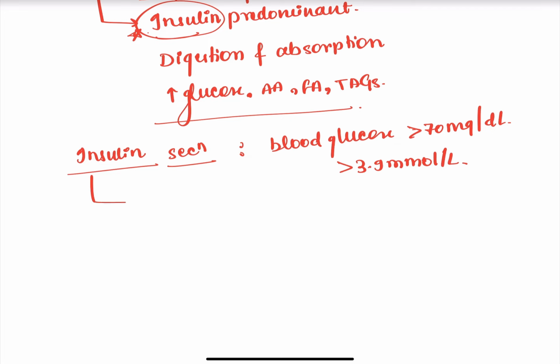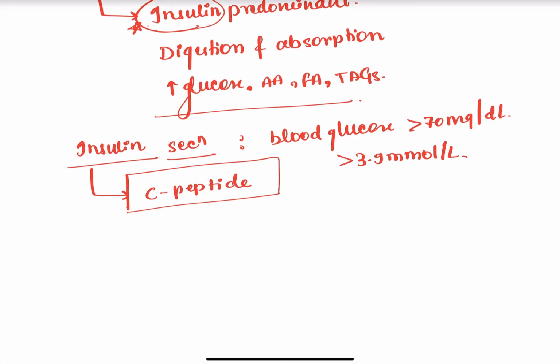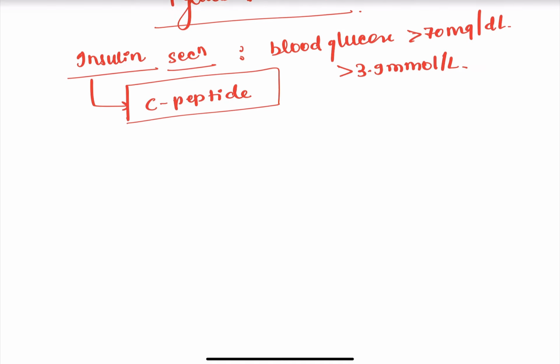And how will we assess how much insulin is secreted? So we assess it by the assessment of C peptide, because in the pancreatic beta cell, along with insulin, there is secretion of C peptide also in the same amount. So for the assessment of insulin, we assess C peptide. Next is how insulin is secreted from the pancreatic beta cell.